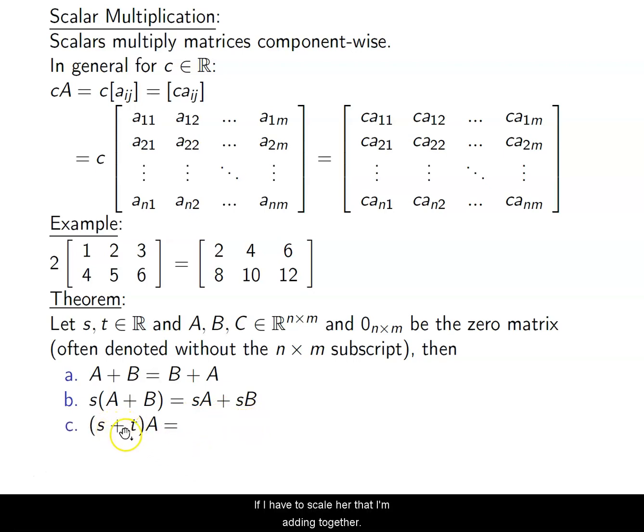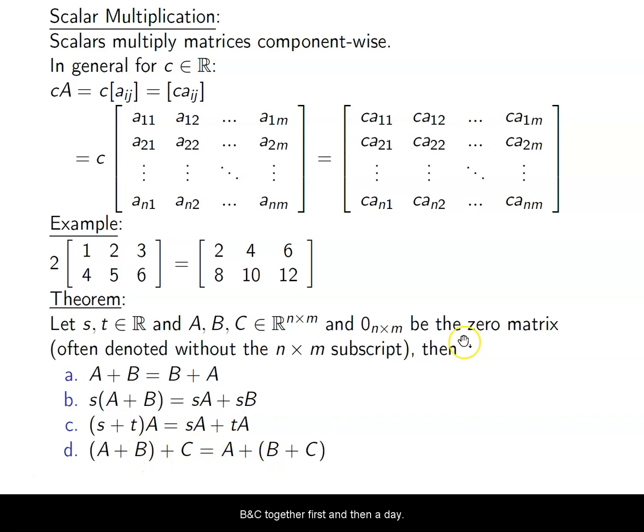If I have two scalars that I'm adding together and multiplying that times my matrix A, it's the same thing as if I were to distribute this A across my scalars. Okay. If I have A plus B plus C, it does not matter which one I decide to add together first. So this is the associative property of matrix addition. So I can add A and B together first and then C, or I can add B and C together first and then add A.